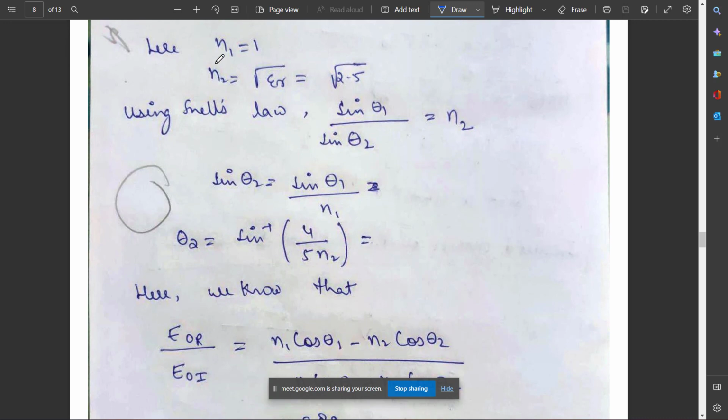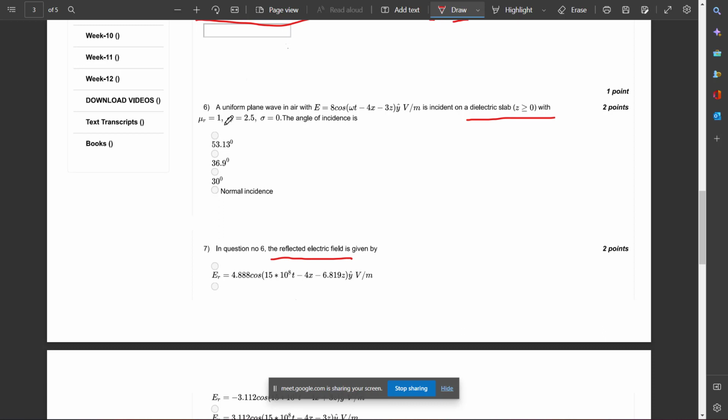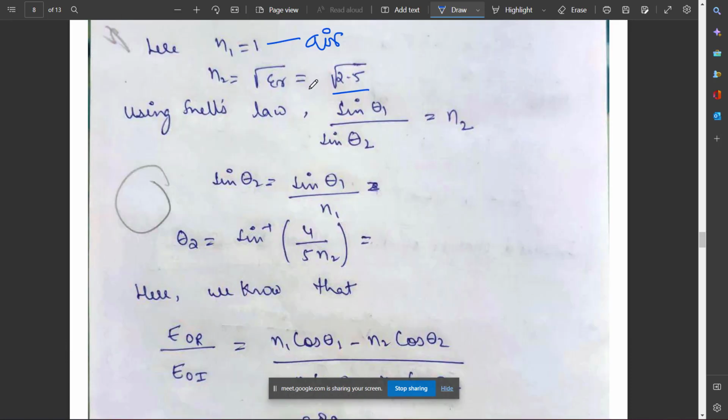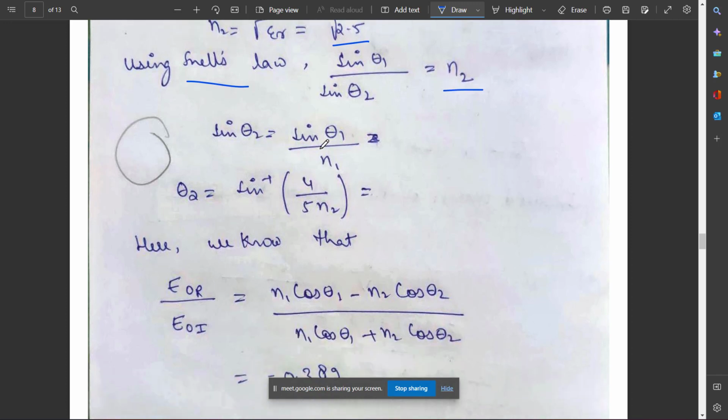So here, since it's air, n1 is given as 1, right? And n2 is given as under root epsilon r, which will be equal to root 2.5. In the question above it was given to us, right? So using Snell's law, sine theta 1 upon sine theta 2 equals n2 upon n1. We will shift n1 here and we will get the value of theta 2, which will be equal to sine inverse of 4 upon 5 n2.